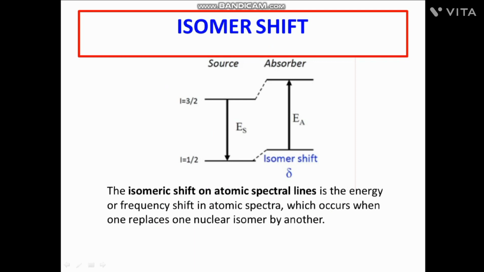It is the energy or frequency shift in the atomic spectra which occurs when one replaces one nuclear isomer by another. So there is a shift in the energy. The energy level is greater for the absorber, but only when the difference in energy levels matches for the source as well as the absorber does resonance occur and the Mossbauer peak is obtained. In order to match the energy difference between the energy levels for the source and absorber, the Doppler effect is used.